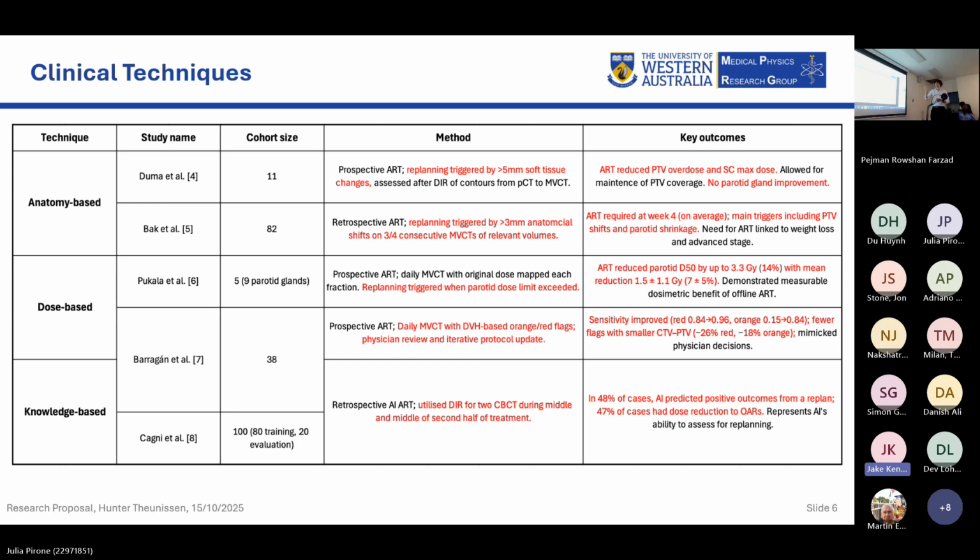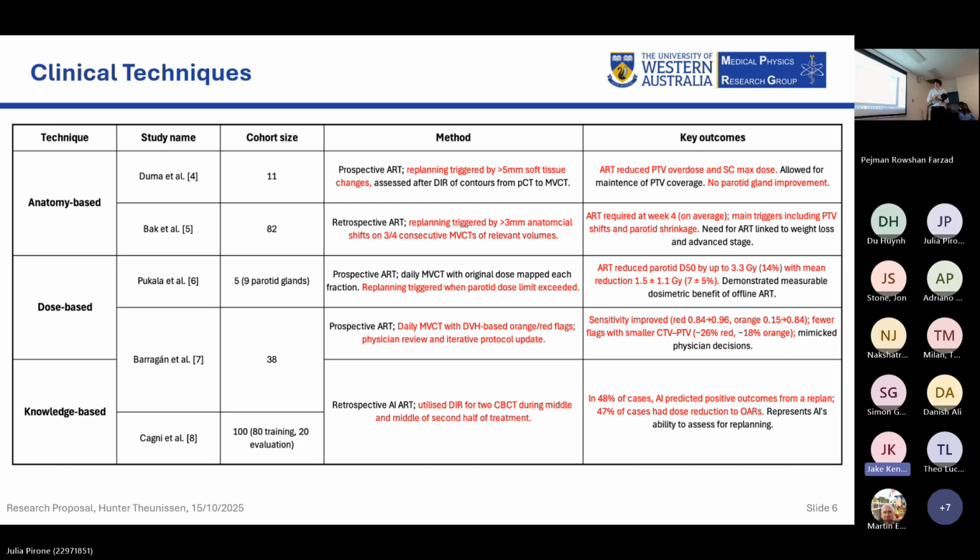The first one being Duma et al., which was one of the almost first adaptive radiotherapy studies, which used a relatively small cohort size in a prospective method. They determined that the replanning trigger should be determined by 5mm soft tissue changes. That was associated with MVCT, it's an older study, so they still used megavoltage, with formal image registration to the planning CT. They found that with ART, we had a reduction in spinal cord max dose. However, there was no improvement to the parotid gland dose.